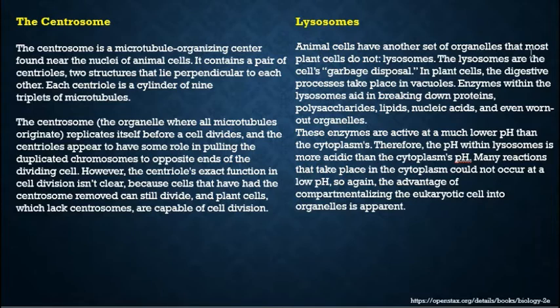Animal cells have another set of organelles that most plant cells do not, lysosome. These are the cell's garbage disposal. In plant cells, the digestive processes take place in vacuoles. Enzymes within the lysosomes aid in breaking down protein, polysaccharide, lipid, nucleic acids, and even worn-out organelles, which cannot function anymore. These enzymes are active at a much lower pH than cytoplasm. So the pH within lysosome is more acidic. Many reactions that take place in cytoplasm cannot occur at low pH. So again, the advantage of compartmentalizing the eukaryotic cell into organelles is apparent from here.